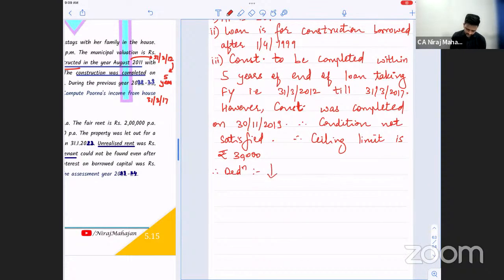The actual deduction is the lower of 30,000 or the interest eligible, 2,10,000. That also you have to see. Whichever is lower. Khushbu, understood till here? Tell me.